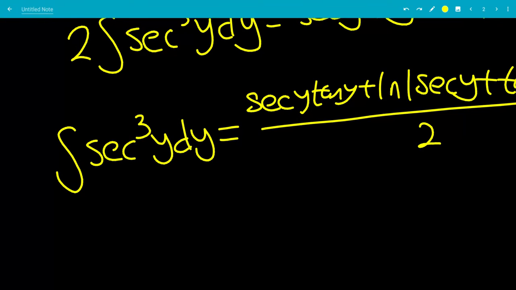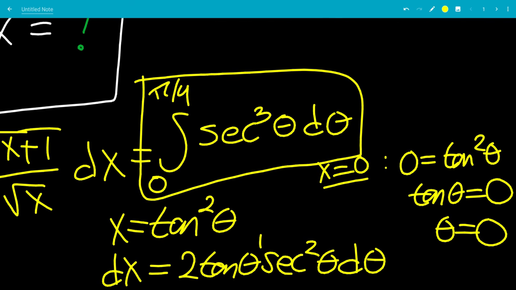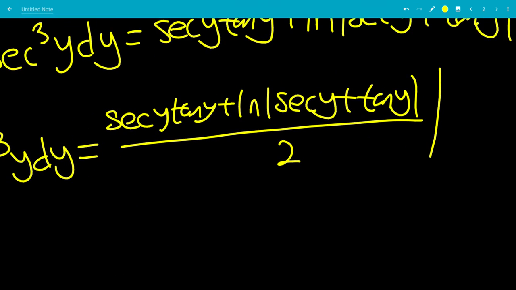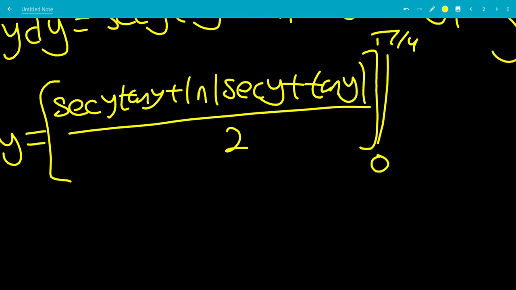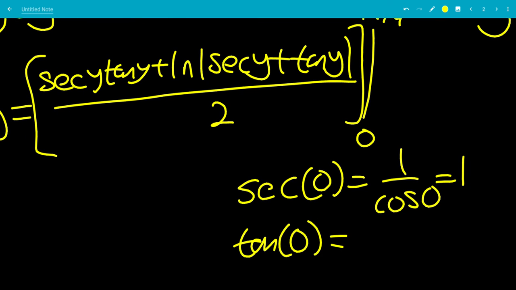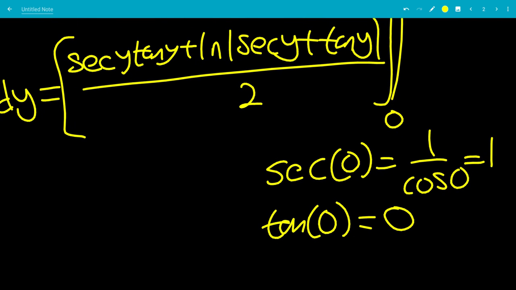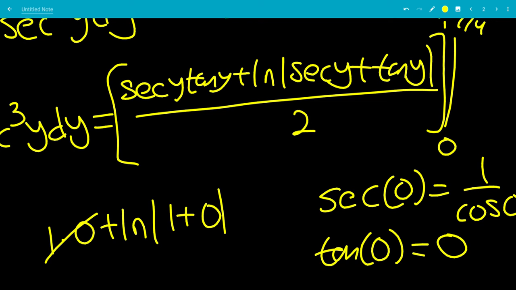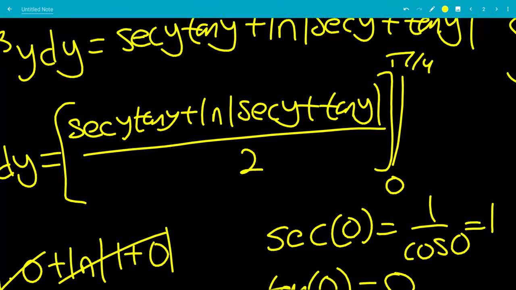Okay. Now we're going to plug in from 0 to pi over 4, right? Because that's what we have here. This is with respect to theta, but this is with respect to x, y. It's the same thing. Okay, so we have from 0 to pi over 4. So let's plug in 0 first. Secant 0 is 1 over cosine 0, which is 1. We know that tangent of 0 is defined to be 0. So let's look at the top only. We're going to have secant 0, which is 1 times 0, plus ln of 1 plus 0. This is 0. ln of 1 is actually 0. So the bottom term we're going to ignore.